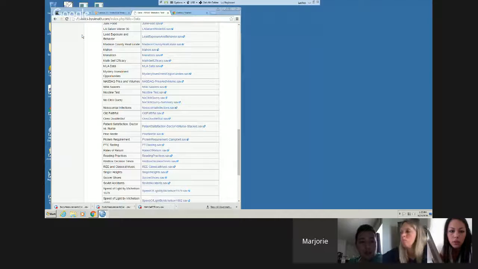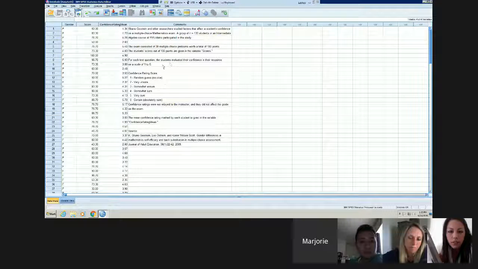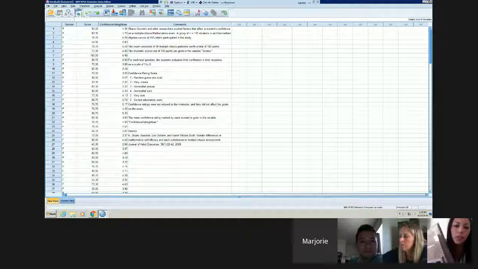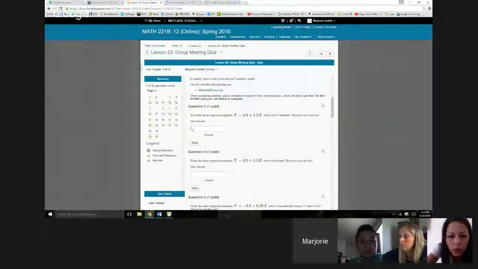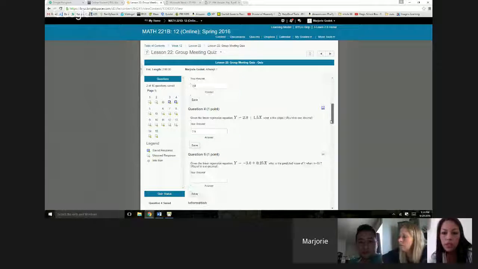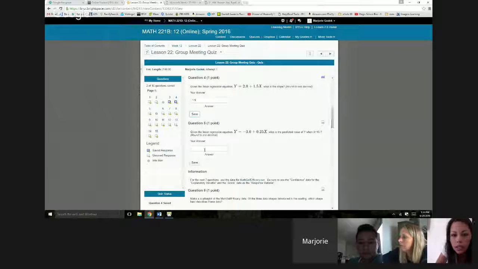All right, I'll read. Given the line regression in the equation, what is the y-intercept? It is 2.0. And then the next one is what is the slope? And that would be 1.5. Yep. Given the regression, what is the predicted y value of x equals 16? So it is -3 plus 0.25 times 16. I got 1.